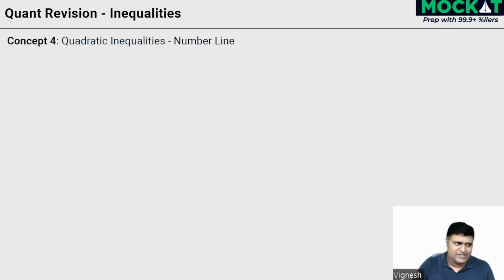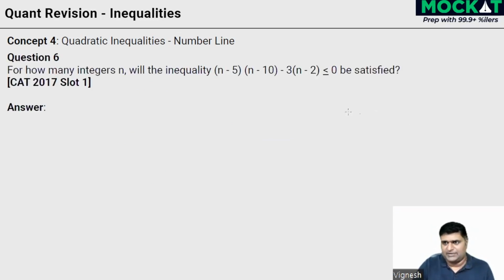Okay, so let's now move to the questions. Question 6 over here: for how many integers n will the inequality (n minus 5)(n minus 10) minus 3(n minus 2) less than or equal to 0 be satisfied?